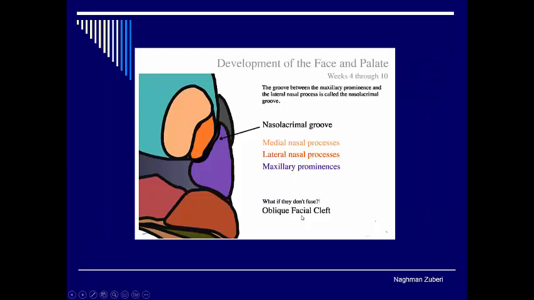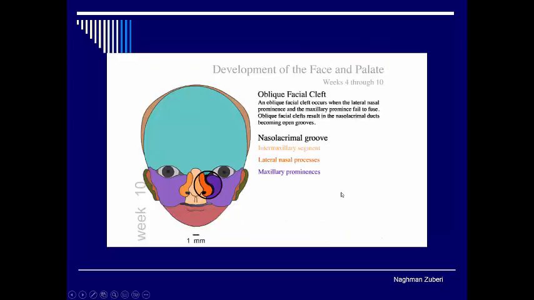Now, a quick review. Development of the face and palate, weeks 4 through 10. The groove between the maxillary prominence and the lateral nasal process is called the nasolacrimal groove. This is the nasolacrimal groove. Medial nasal process, lateral nasal process, maxillary prominence. What if they don't fuse? We will have an oblique facial cleft.